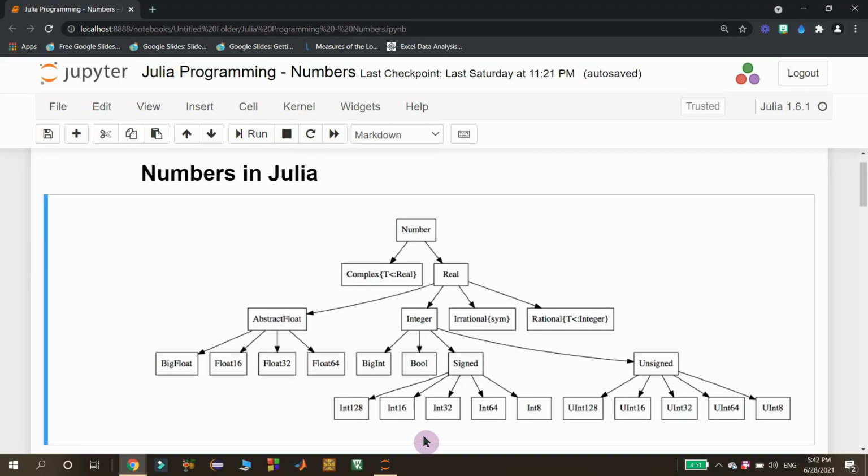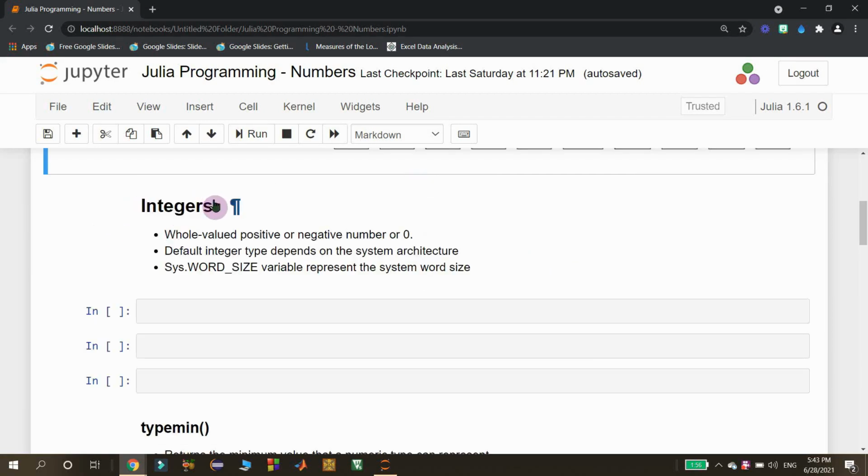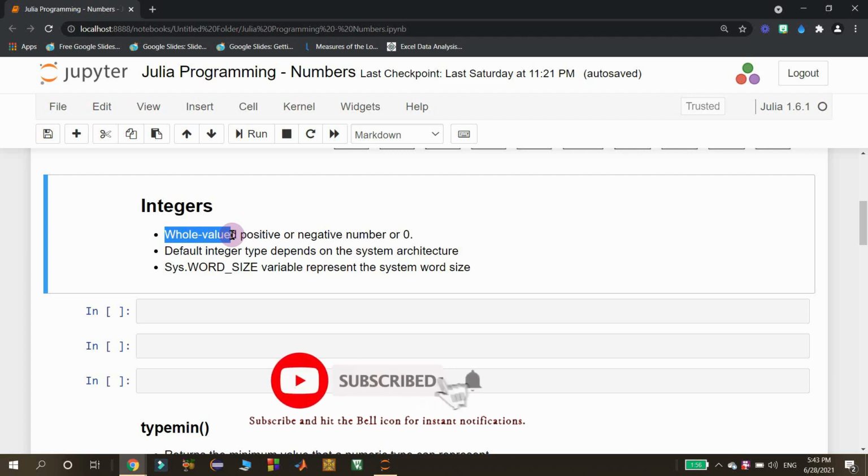Numbers in Julia. Here this particular tree shows that all the number data types are supported by the Julia. Now I discuss these types with some examples in simple way. First we will consider the integers. So integers are the whole numbers. Those can be positive numbers, negative numbers or zeros.